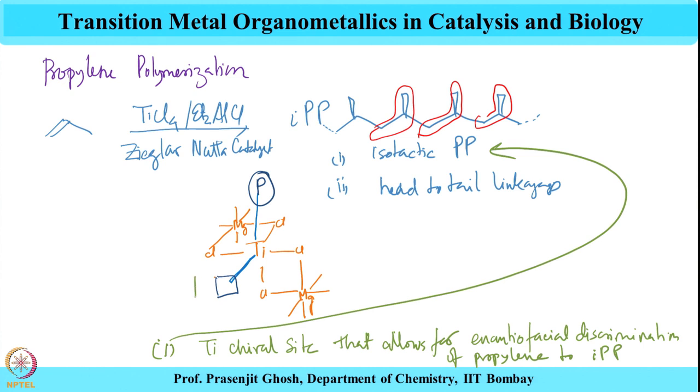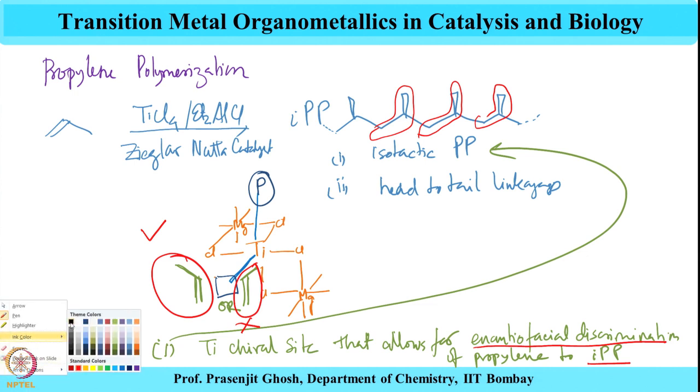which can be either this with the methyl group on this side, or it can be this. So, these are the two possibilities, of which one is favored, and this approach is not favored, resulting in enantiofacial discrimination of propylene to give isotactic polypropylene.